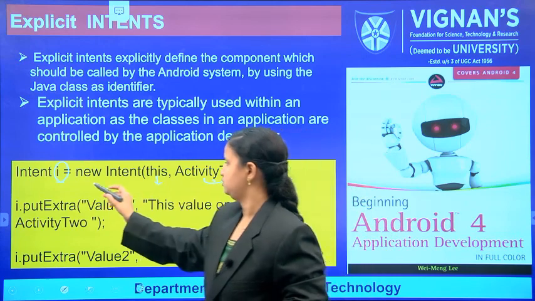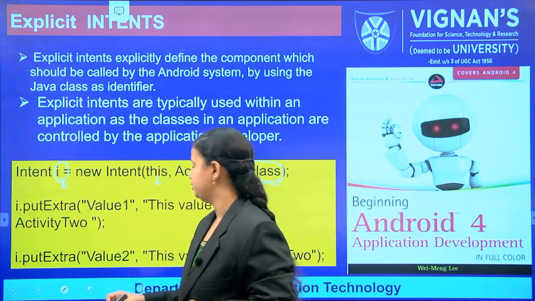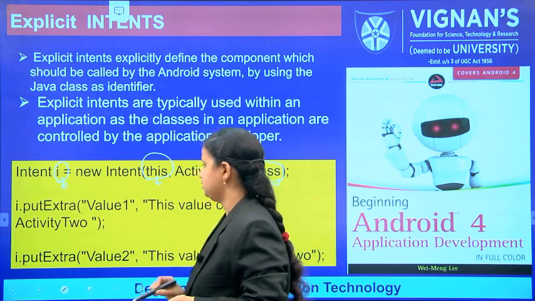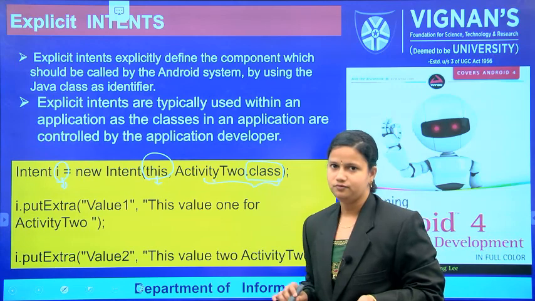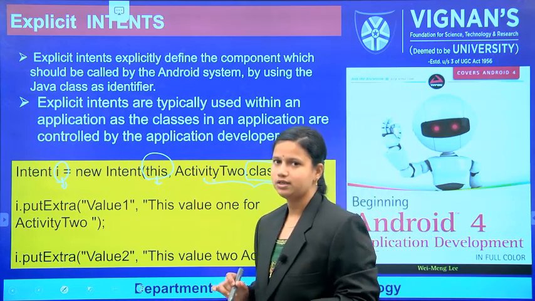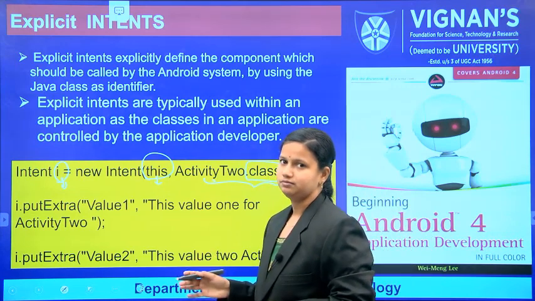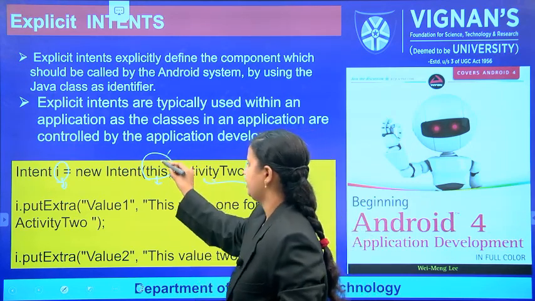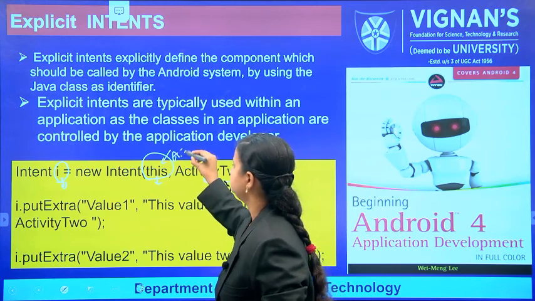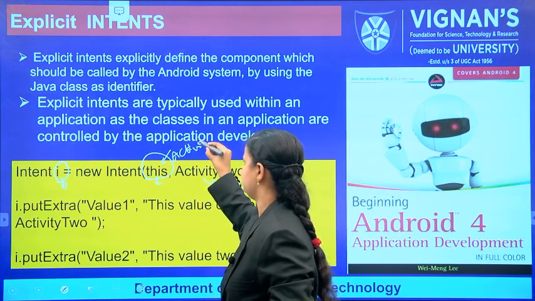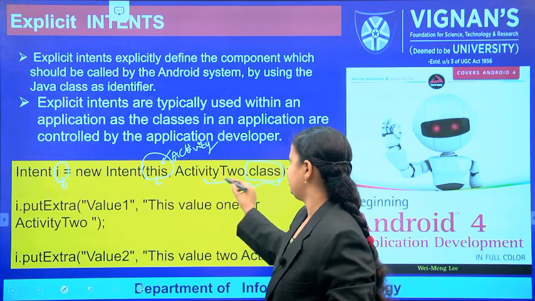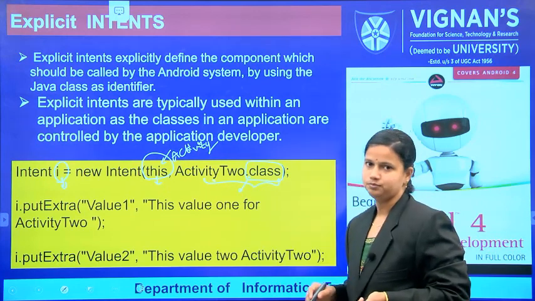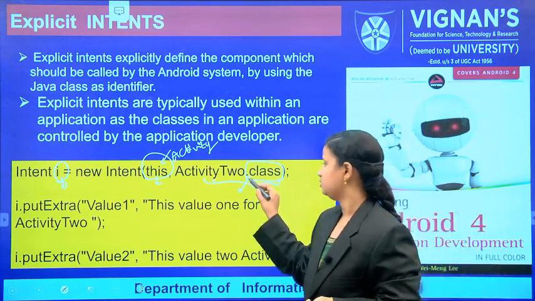Here also we create the intent object, with the creation of a new intent of this. What is the meaning of this? We create or start an intent within this application. That means we are not creating an application in any other activity; we create an intent within this activity. This indicates the current activity, and activity 2 dot class means we have to provide the Java class where we want to move. So the dot class file is to be provided.